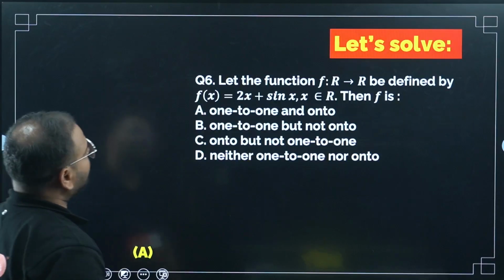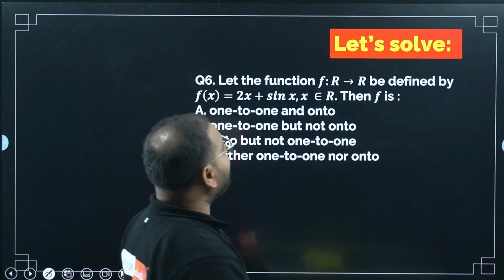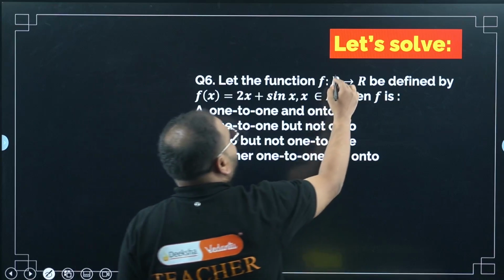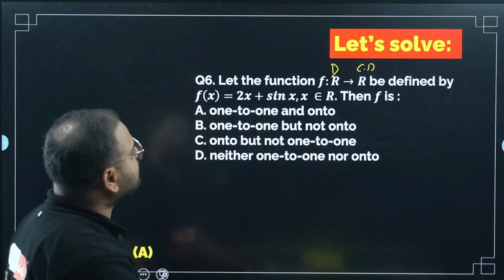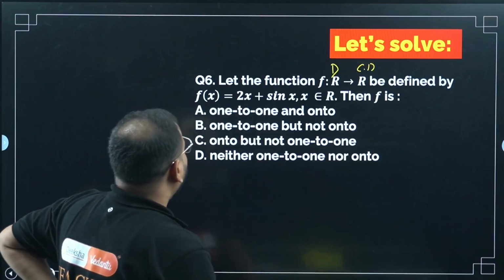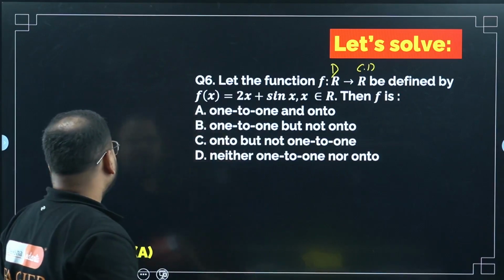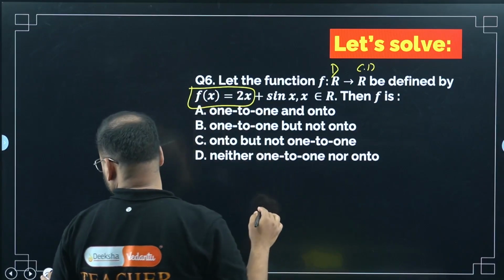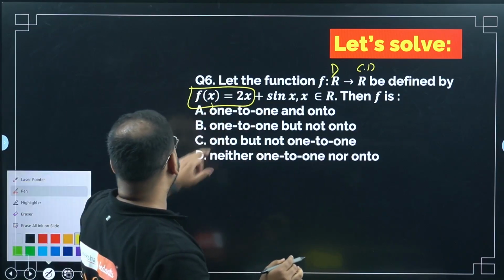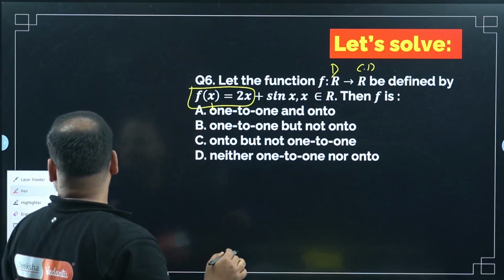Let the function f from R to R. Okay, sir, that means domain is this and codomain is this, both of them are real. Come on, this is the easiest question ever. We will do it easily. After all of this, sir, we will rock this question. Let's see, sir. Won't it happen? Let's check it out.